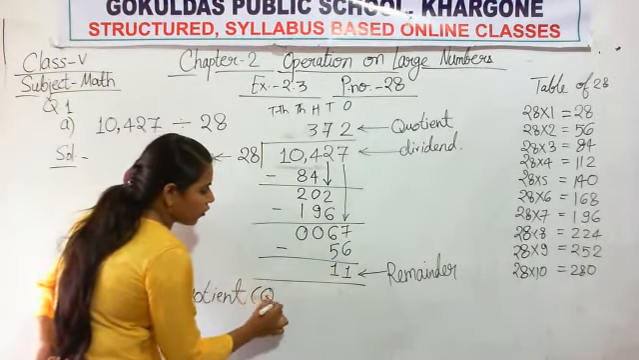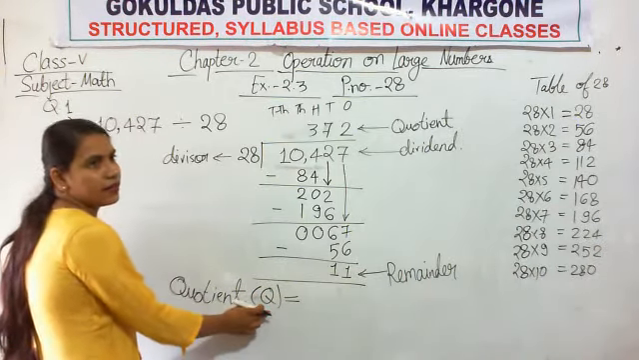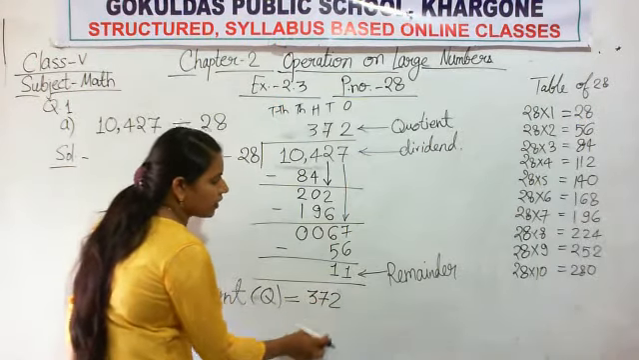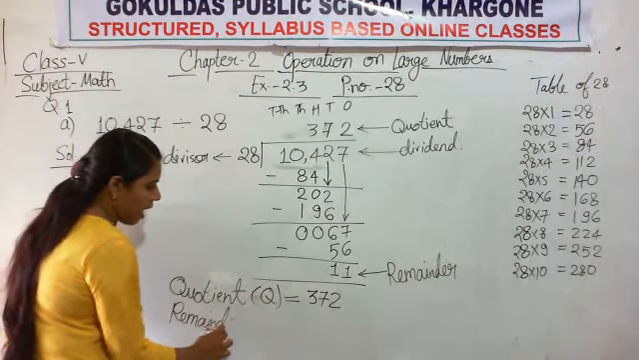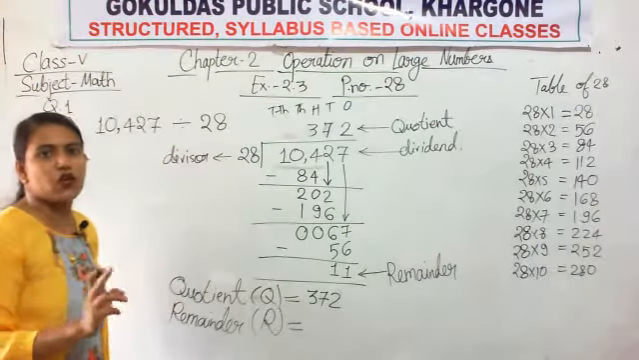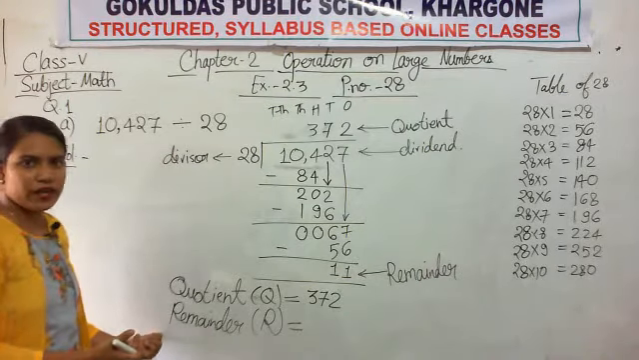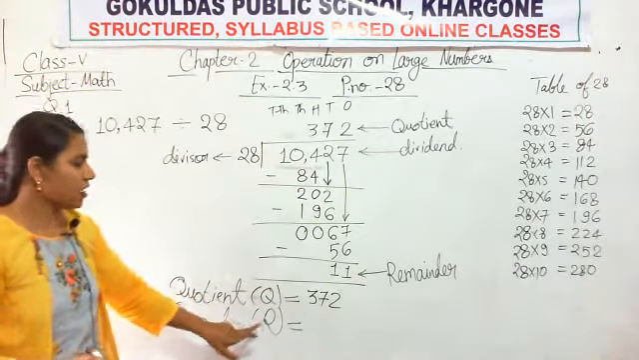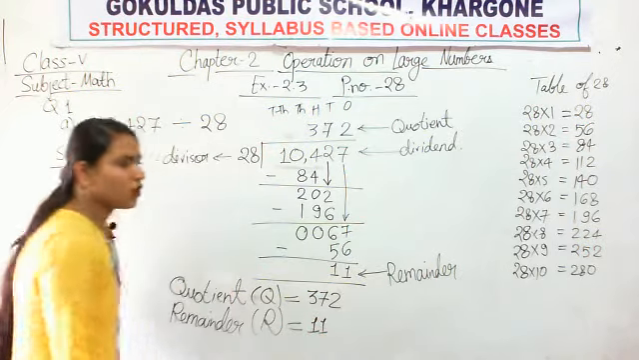I am writing Q for quotient. I am denoting quotient by the letter capital Q. Quotient is 372 and remainder. I am denoting the remainder by capital R. In next questions, I will not again and again write the spelling of quotient and remainder. I will write Q. So you have to understand that this Q means quotient, R means remainder. Remainder is 11.